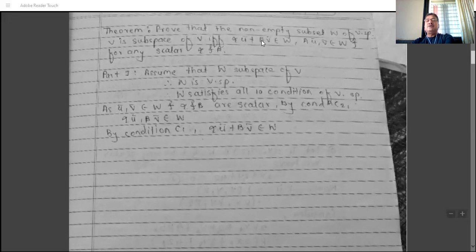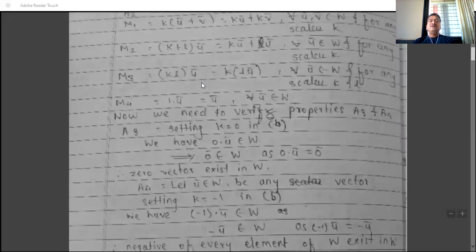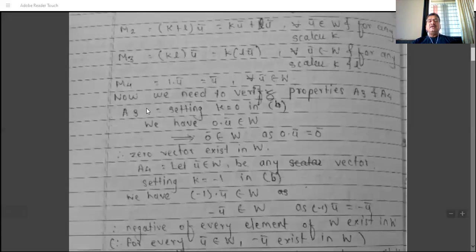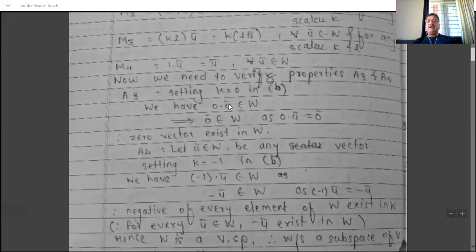Setting alpha equal to 1, beta equal to 1, what we have is U bar plus V bar belongs to W. So this is the property number C1. So for C1, who can write the proof? Take alpha equal to 1, beta equal to 1, U bar plus V bar belongs to W. Then with beta equal to 0, we have alpha U bar belongs to W, that is the property C2. Then write that these 6 properties are inherited from V to W, and then we need to prove the properties A3 and A4.